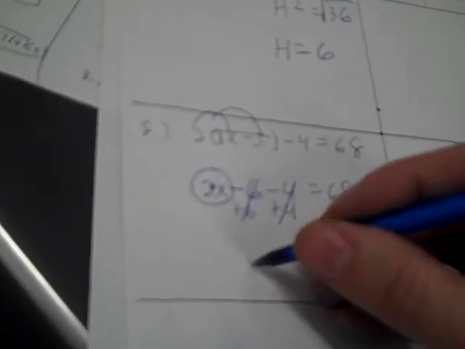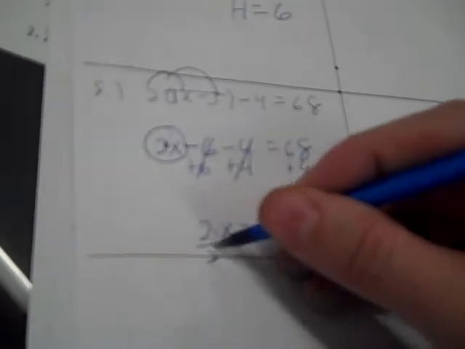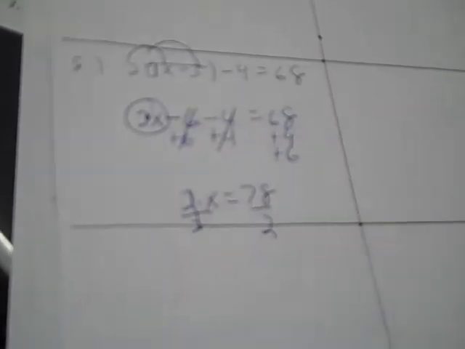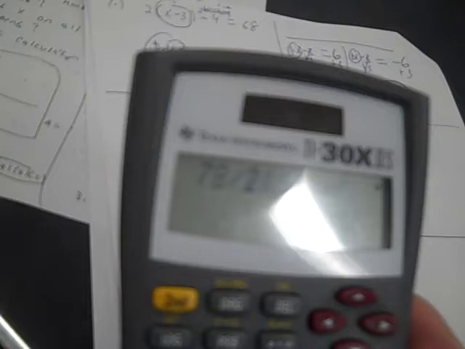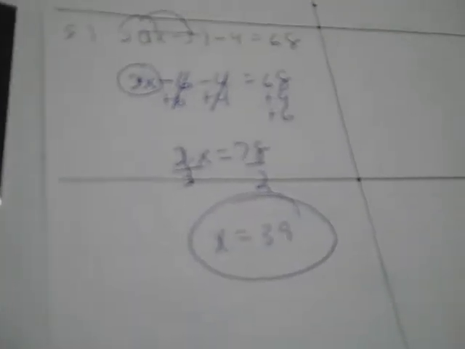Okay. So I have 2 dot x. The second power is not there. I take 68 plus 4 plus 6. I got 78. Then I simply divide by 2. And 78 divided by 2 is 39. Now, I don't square root the 39 because the second power is not there.